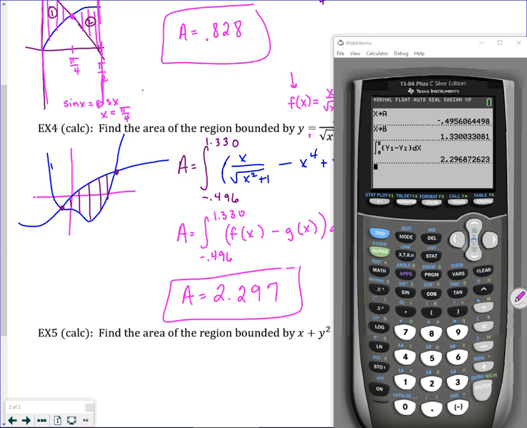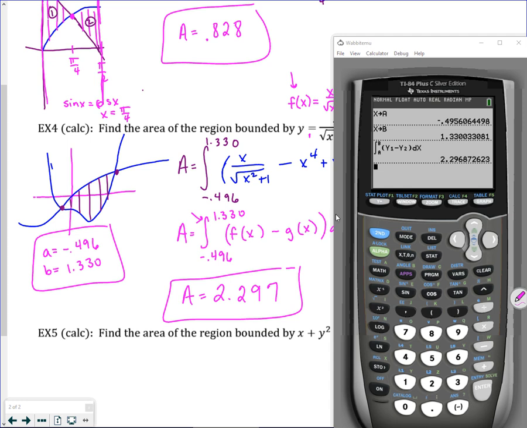Some people even say, when they get those intersections, that A is negative 0.496 and B is 1.330. So when they write this, they write A to B. You can do that if you have established what A and B are, especially if you're on the AP test where you tend to use the same bounds. That might be nice so you're not copying those decimal places over and over again. You certainly can do that. So there are certain skills that help you be faster and use the calculator.